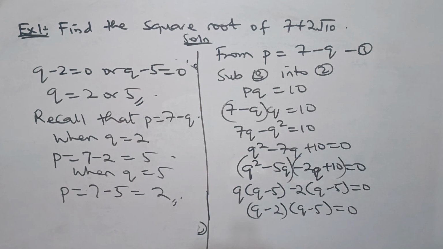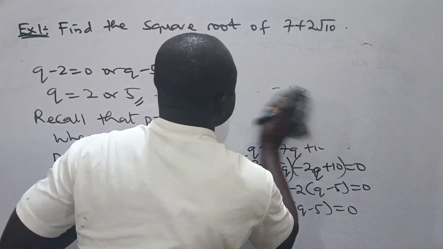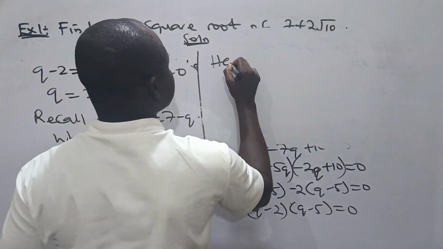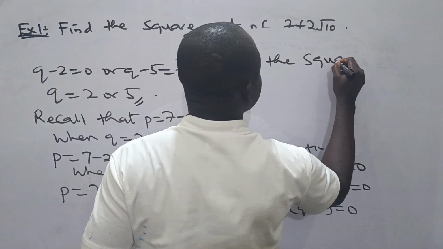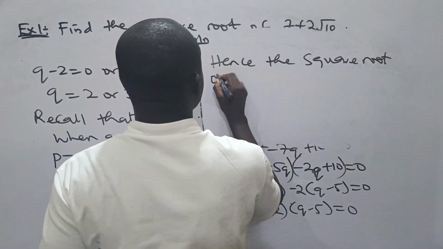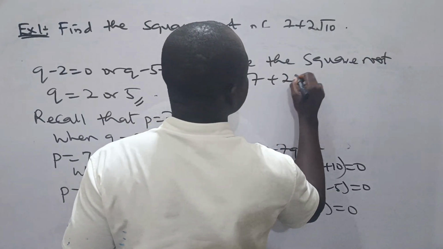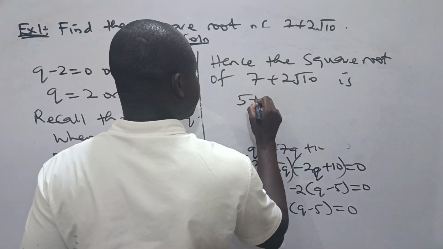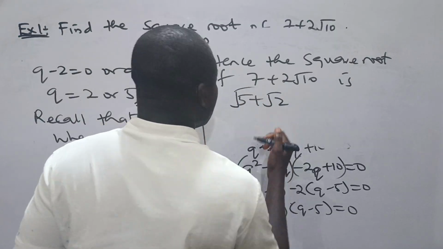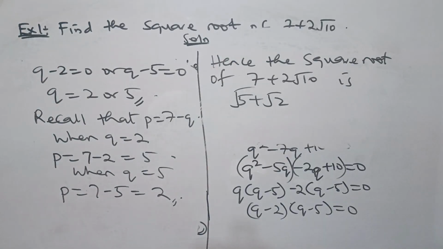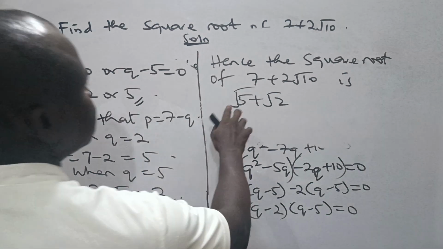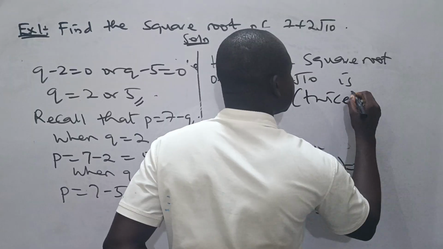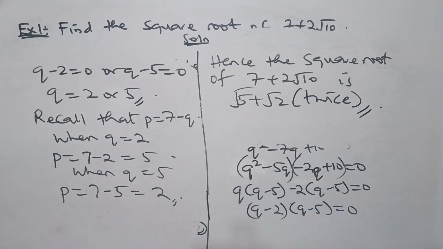Then we can go ahead and generalize now. We say, hence, the square root of 7 plus 2 root 10 is square root of 5 plus square root of 2, or square root of 2 plus square root of 5, because when p is equal to 2, q is equal to 5, and when q is equal to 5, p is equal to 2. So this will be the square root of what you are given. Thank you.